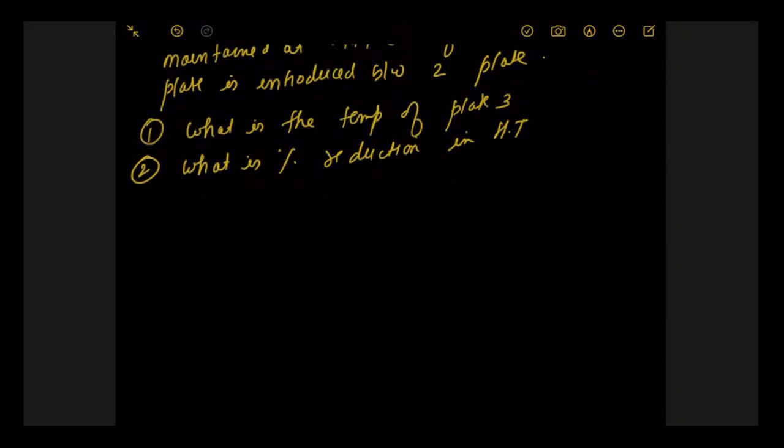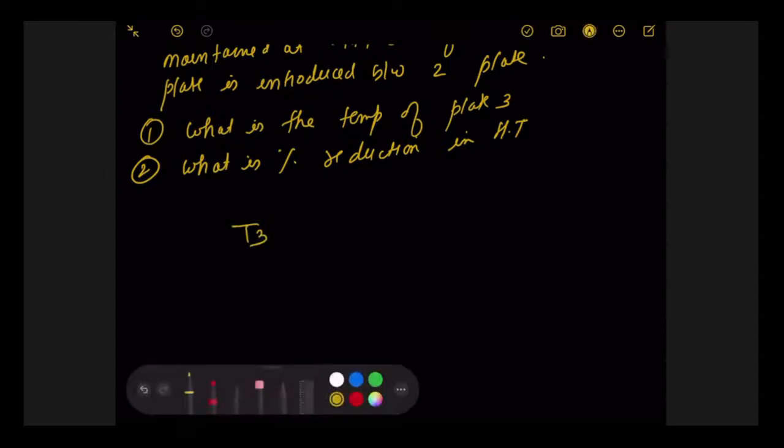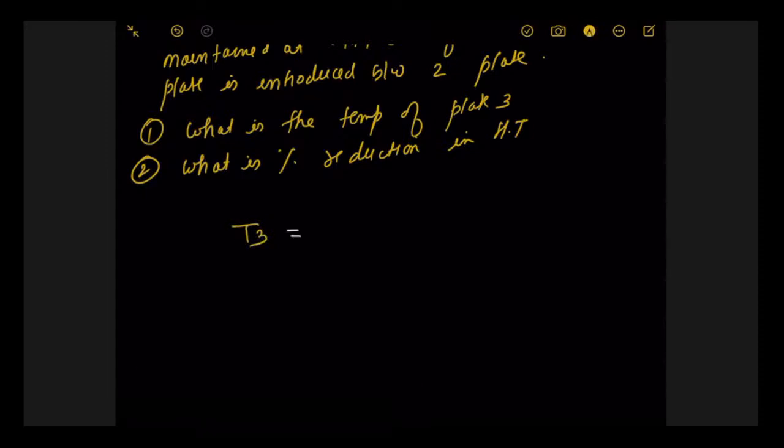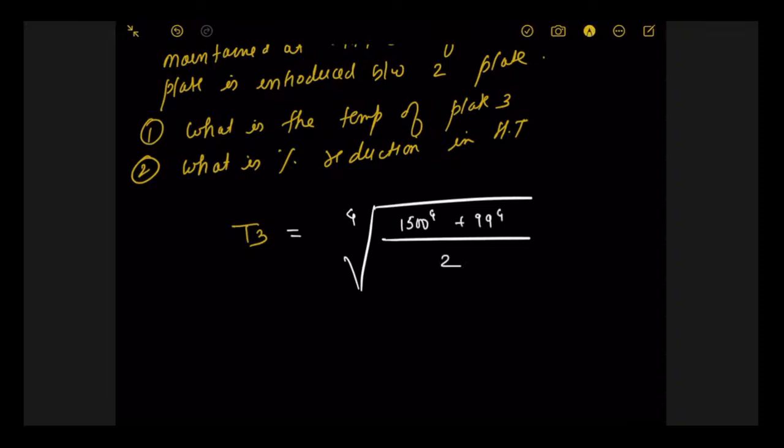Now you solve this. First we have to solve for the temperature T3. T3 equals the fourth root of (1500 to the power 4 plus 99 to the power 4) upon 2. How much will it come? T3 comes to 1261 Kelvin. So this is the temperature of plate 3.